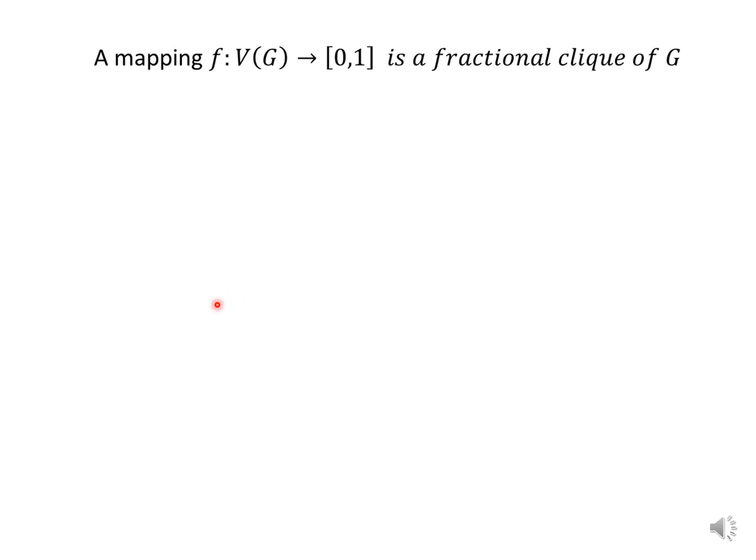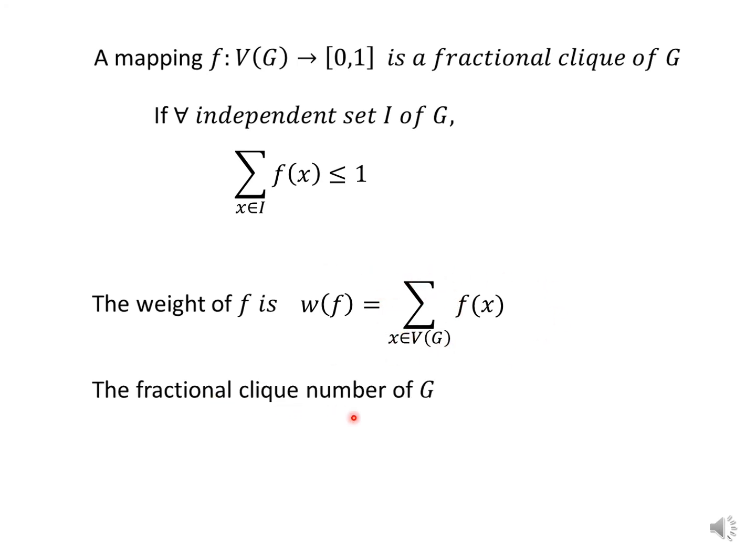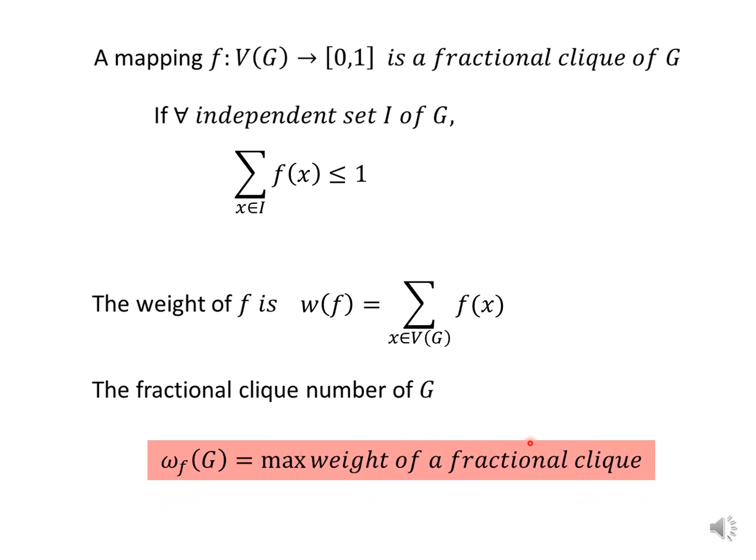It's a very important concept for this proof. Let's review this fractional clique number again. What is a fractional clique? Assign non-negative weights to the vertices of G, so that for every independent set, the total weight is at most 1. The weight of each independent set is at most 1. So that is a fractional clique. And the weight of the fractional clique is the total weight of all the vertices, and the fractional clique number is the maximum weight of a fractional clique.